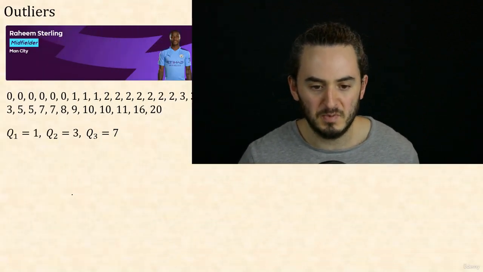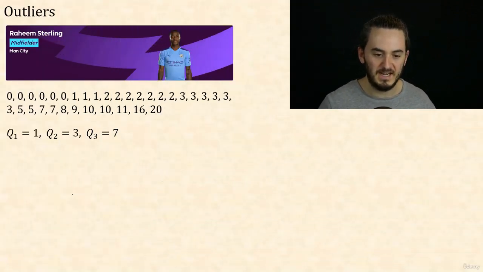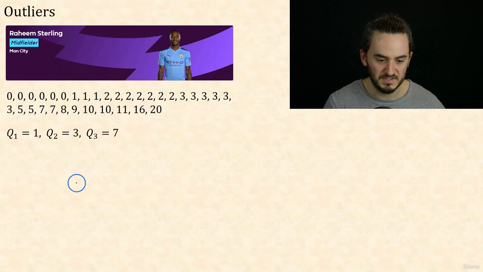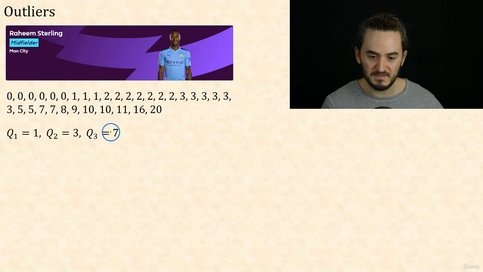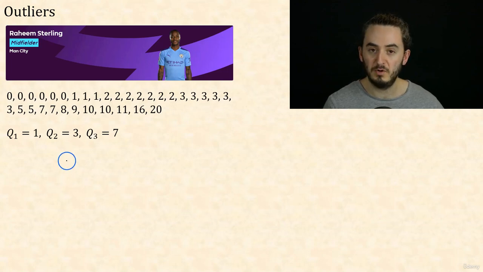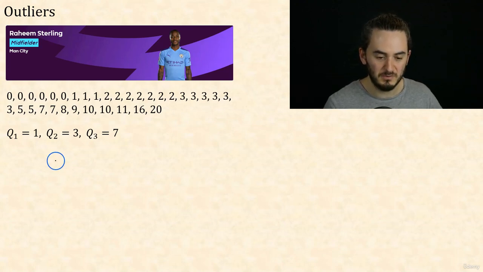Back to our example of Raheem Sterling and his points in fantasy football this year. You'll recall that we calculated the quartiles, which were 1, 3 and 7, and a standard definition for an outlier is the following. An outlier is any data point which is more than 1.5 interquartile ranges away from the upper and lower quartiles. Bit of a mouthful, here's what we mean.